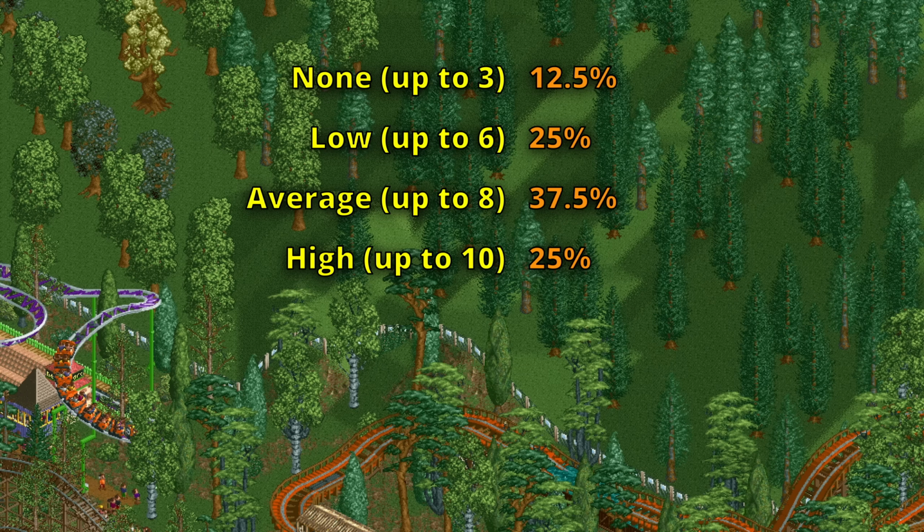More than half of the guests will ride pretty much any nausea rating, and even the ones with a low nausea tolerance can go over 8 nausea if they're really happy. But that 12.5% with no tolerance at all will never ever go on any rides with more than 5.55 nausea, although again with exceptions for rain and advertising.